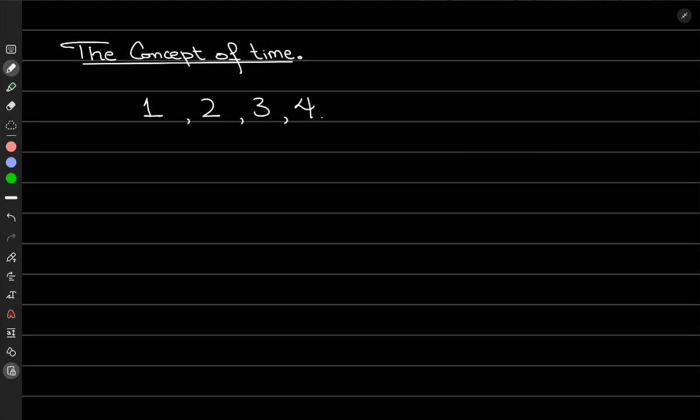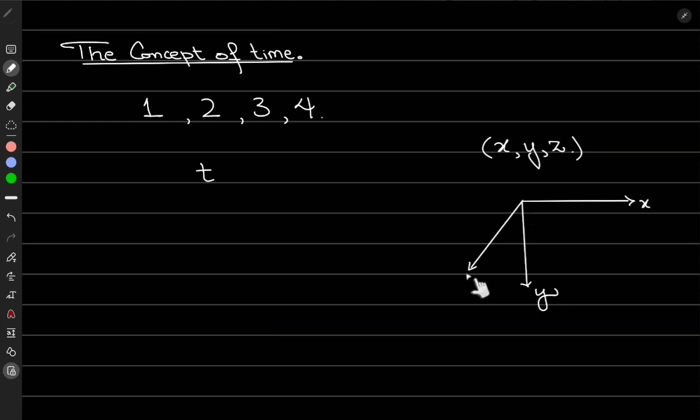But from a mathematical perspective, time is typically represented by the coordinate t. In your coordinate system, you have x, y, and z. You must be familiar with this coordinate system. So maybe this is the x-axis, this vertical axis is your y-axis, and the axis that goes inside and outside is your z-axis.